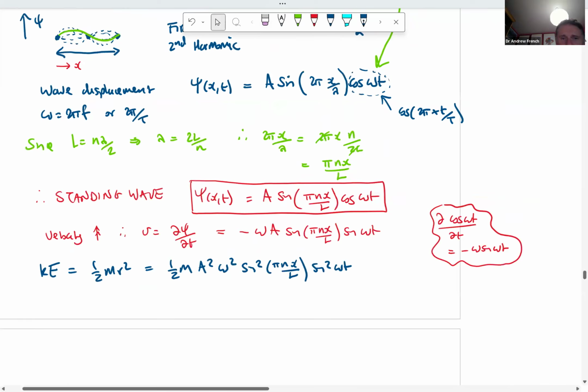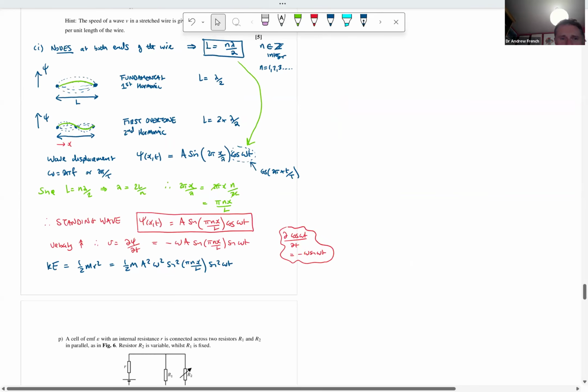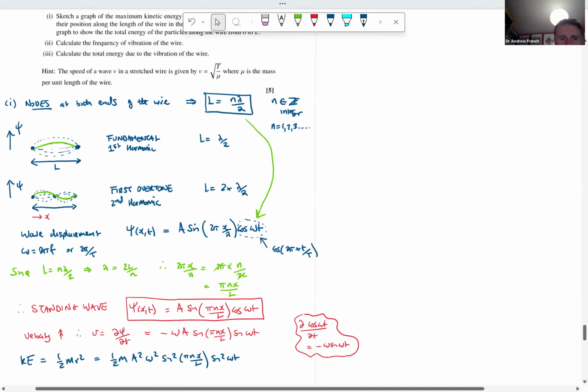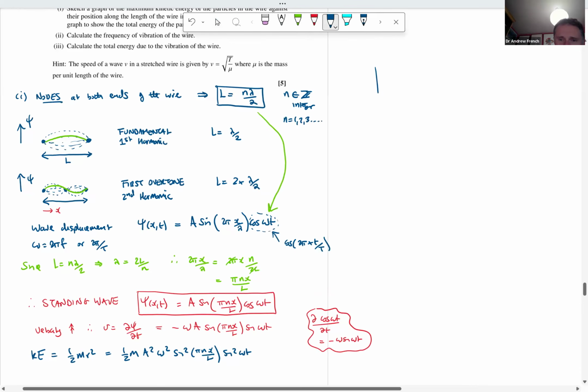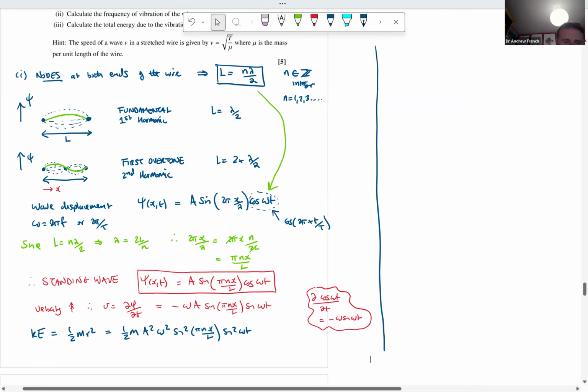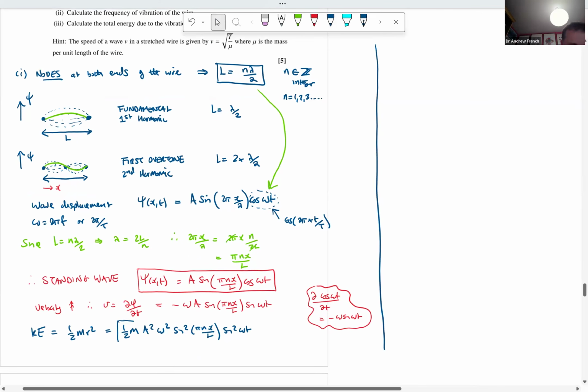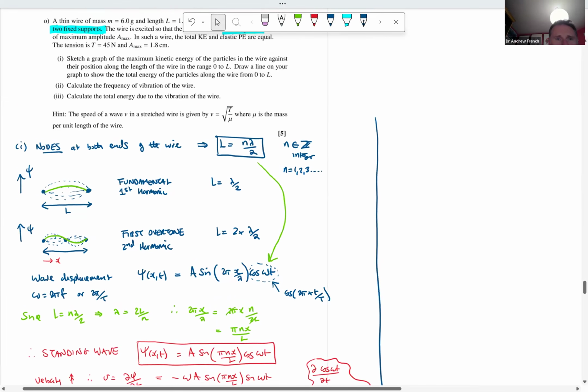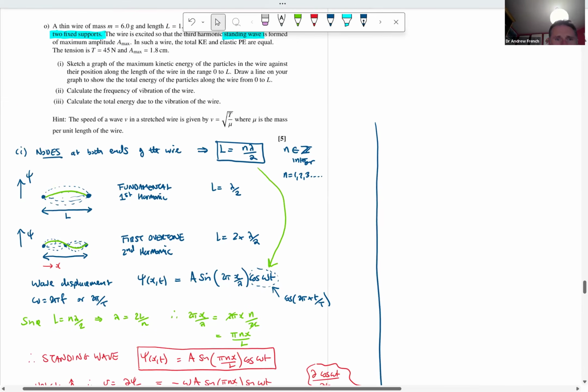Okay, so I think I'm going to see if I can do this. Let's have it so you can see the whole thing. I'm going to draw myself a nice vertical line here. So I've now got a formula for the kinetic energy. Let's put a little box in there. And what does it ask us to do for part i? The maximum kinetic energy along the wire between the range 0 to L.